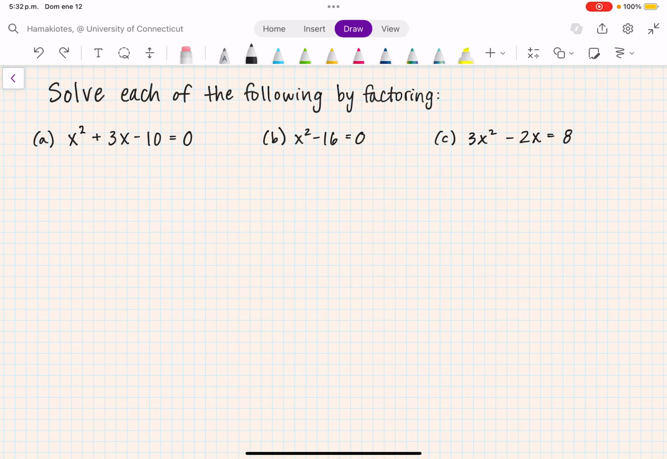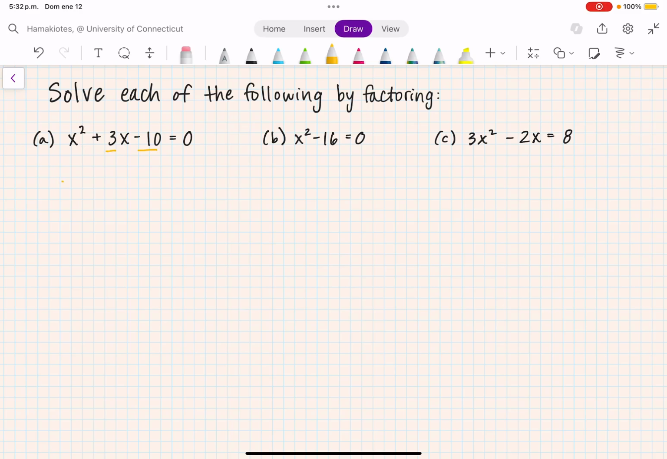In this video, we are going to solve each of the following quadratic equations by factoring. First, let's take a look at A. x squared plus 3x minus 10 equals 0. In order to factor this, we want to find two numbers that multiply to negative 10, but add to 3.